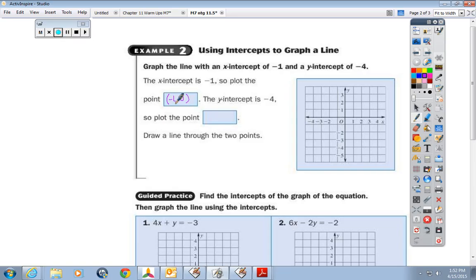Now, the reverse is true here. They're telling me the y-intercept is -4. So that represents the point 0, -4. Why can it not be -4, 0? Right, because x always comes first.